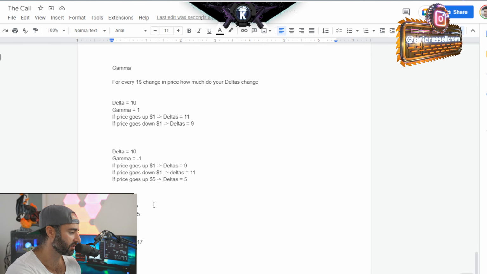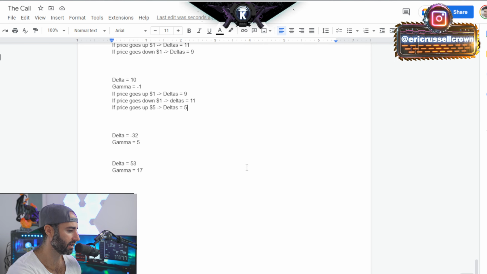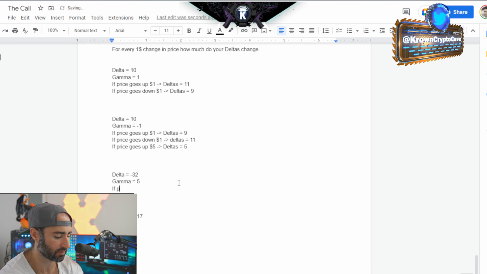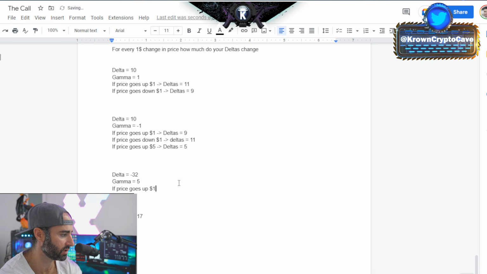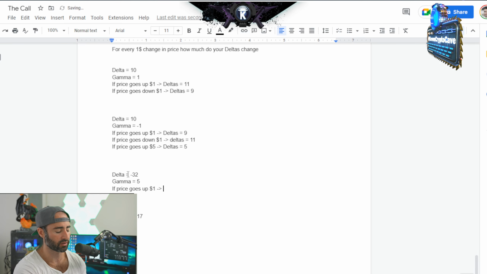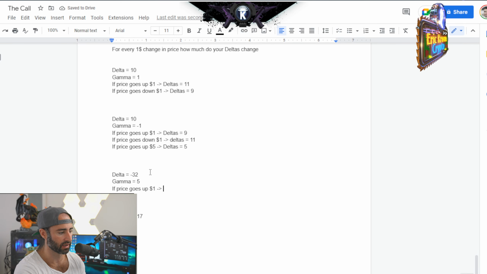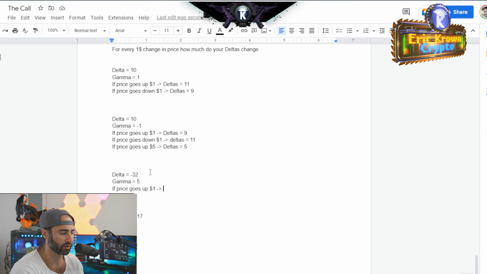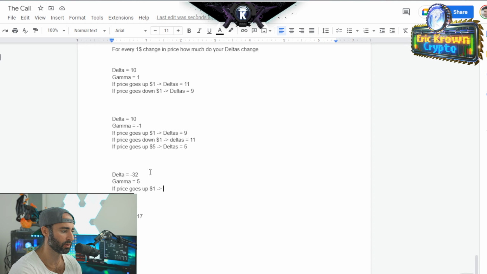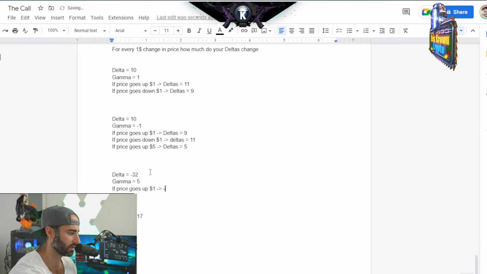All right, so let's get into a little bit more of an interesting one right here, perhaps, or maybe you think so, maybe you don't, but fair enough. If price goes up $1, what are deltas? If our starting deltas are -32 and our gamma is 5, well, if price action goes up, we gain 5 deltas because our gamma is 5, so that would be -27 deltas.